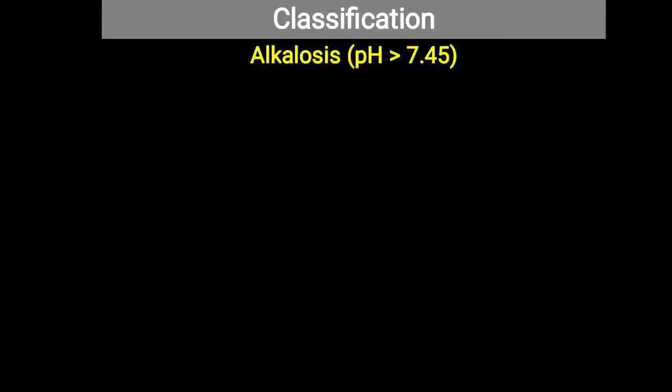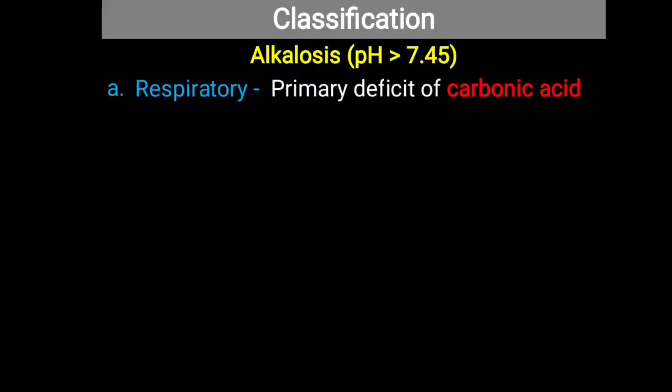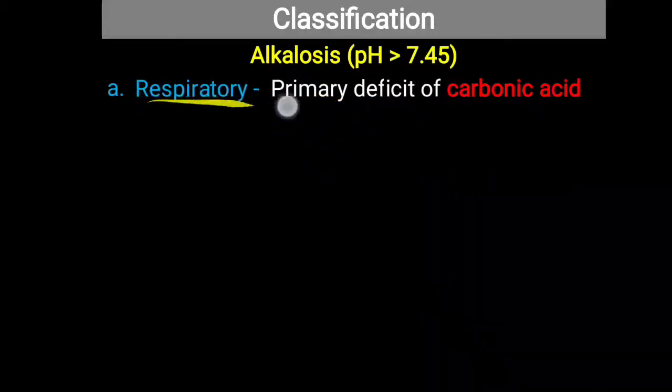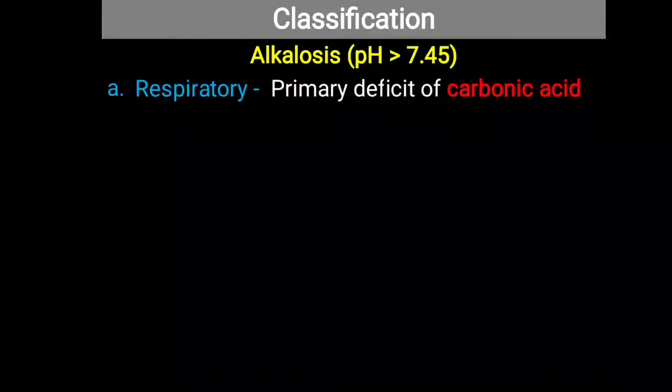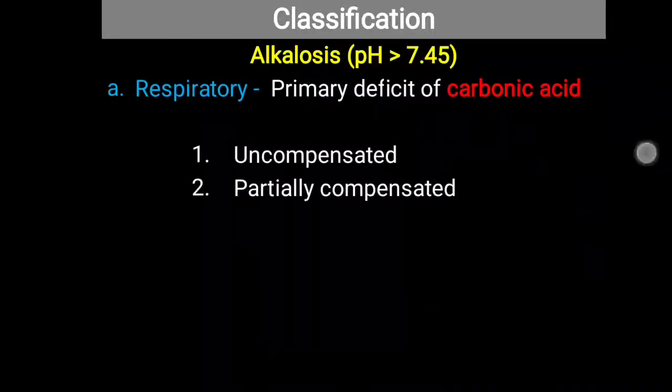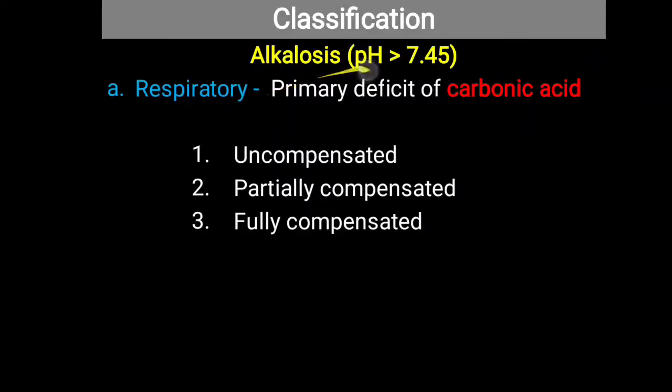Simply, a pH more than 7.45 indicates alkalosis. Further, in respiratory, how to identify it? A primary deficit of carbonic acid decides it is a respiratory condition. So remember one mnemonic: RC, respiratory related with carbonic acid. Now, in clinical practice it is divided into three varieties: uncompensated, partially compensated and fully compensated respiratory alkalosis.